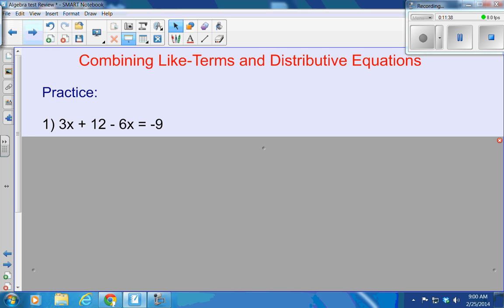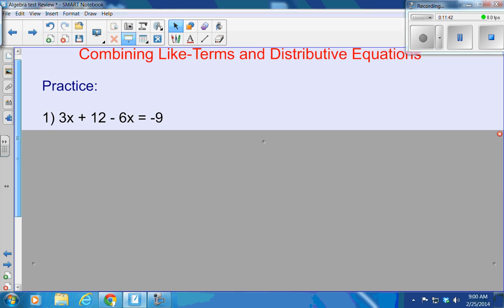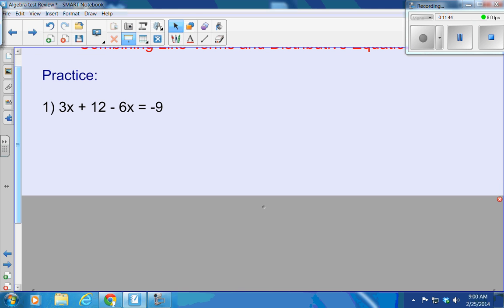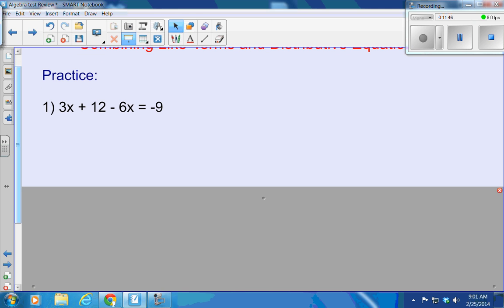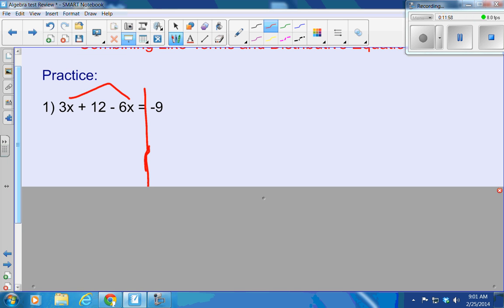Okay, these next two are just a compilation of our last two problems. On these, you have to combine, and then you have to solve. On this one right here, I have 3x, sorry, my smartboard's a little goofy, 3x minus 6x. These are on the same side, so I can combine them. 3 minus 6 is negative 3x, plus 12 equals negative 9.